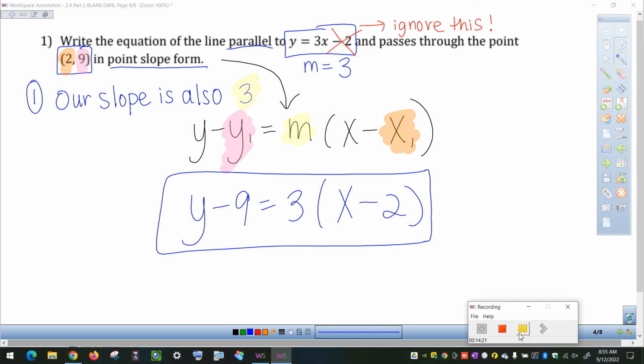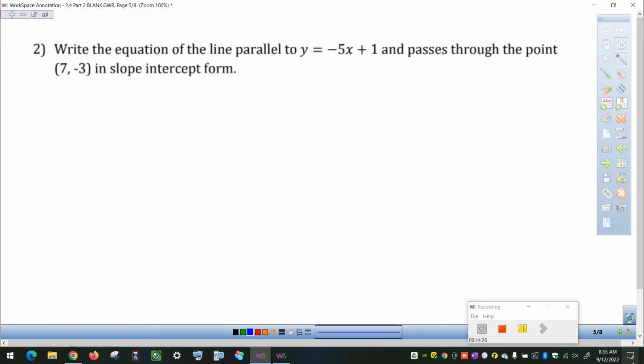All right, taking a look then at our next example, it's really similar in the information it gives us. The only thing that's different is that now we want to do our final answer in slope-intercept form instead of point slope form. But the initial setup is going to be the same. So this one, we want our line to be parallel to this line here. What's the slope of this line?